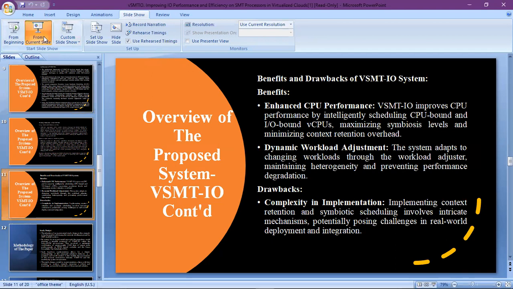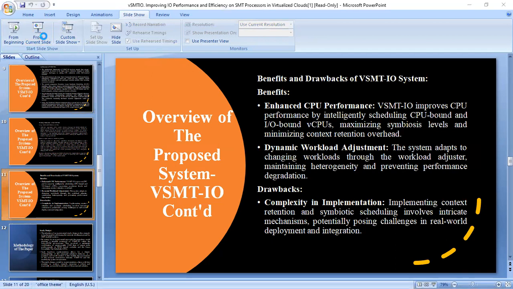Coming to the slide, overview of the benefits and drawbacks of vSMT-IO. Number one, benefits. Enhanced CPU performance. vSMT-IO intelligently schedules CPU-bound and I/O-bound vCPUs, maximizes the symbiosis levels, and minimizes context retention overhead, leading to improved overall CPU performance.